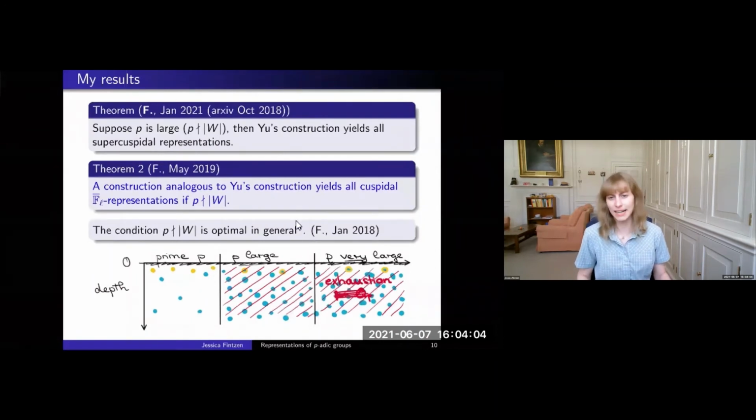I put a little star here because I don't really want to go into the details of what precisely I mean by optimal, but the main message is you have to work harder if you want to get to smaller primes.